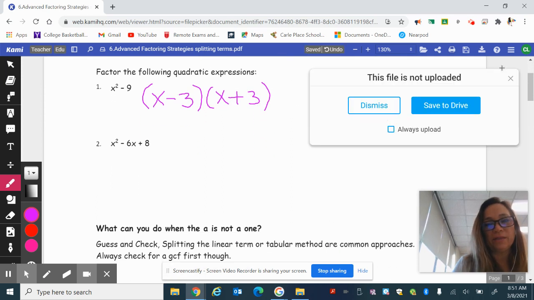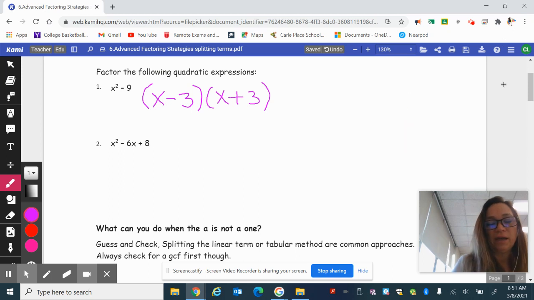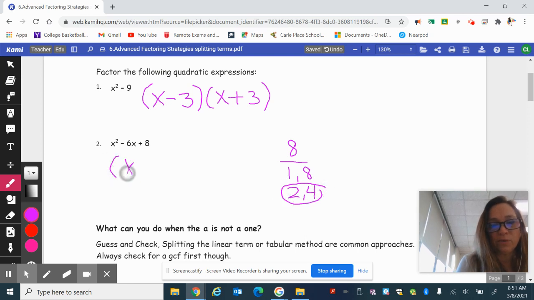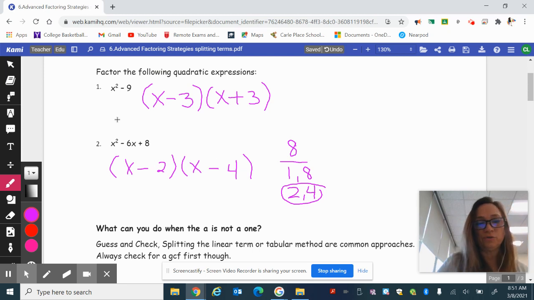All right, so this next one, this is the basic trinomial factoring. I'm looking for factors of 8 that are going to give me a 6. And that would be 2 and 4. So I have x and x, I have 2, I have 4. They're both going to be negative. Remember that you have to follow the integer rules. Negative times negative is positive, and negative plus negative is negative.